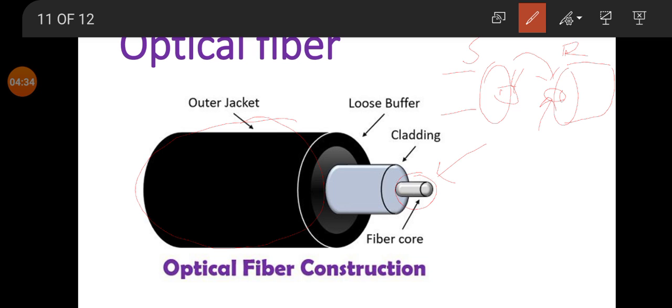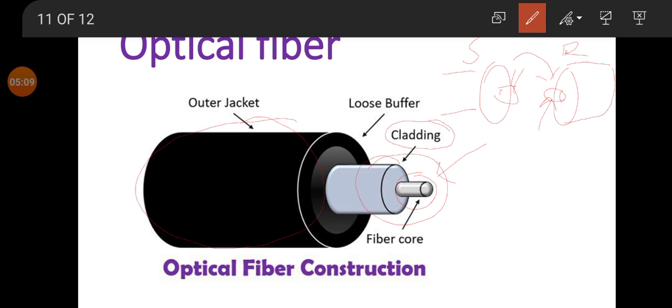Understood? And the next part is, in optical fiber we have used the cladding. Concentrate on the screen. So what will it do? In fiber optics or optical fiber, the cladding covers the fiber core depending upon the size, and it will provide protection.